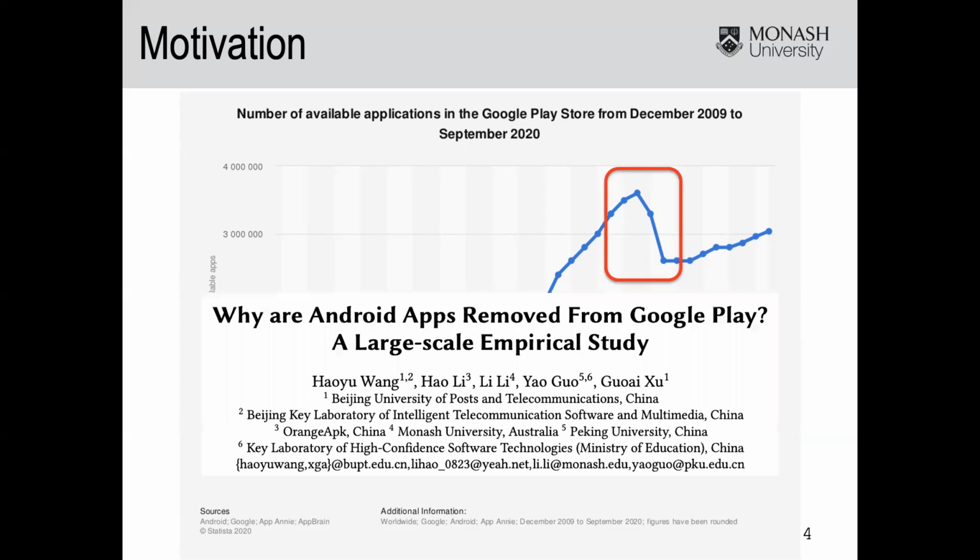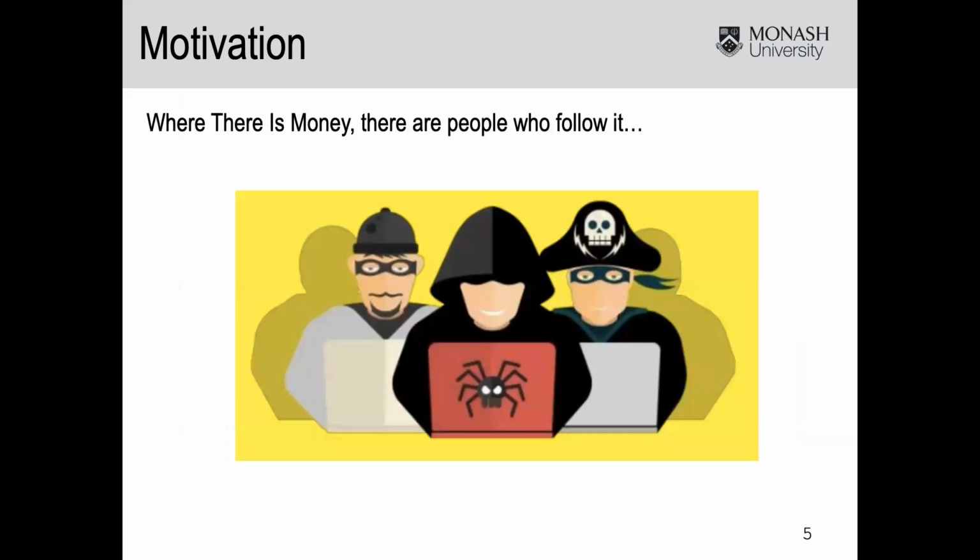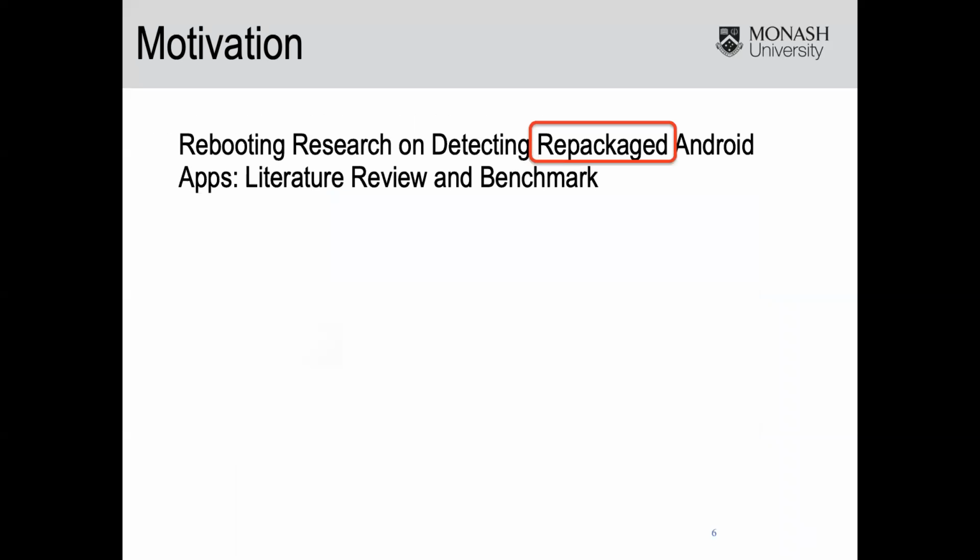By the way, if you are interested in understanding why there is a decrease, I strongly recommend you read this paper. Anyway, the huge number of available apps do make Android one of the most popular mobile ecosystems nowadays. But unfortunately, the big success of Android has also become the target of attackers. Where there is money, there are people who follow it, right?